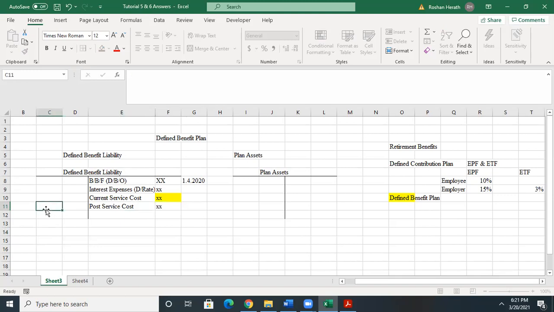And thereafter, here you can see one additional thing: from time to time, you might have to pay the benefit. When the employee retires, you might have to pay this benefit. So when you pay the benefit, the double entry goes like this: it gets credited to the plan asset and it gets debited to the defined benefit liability.